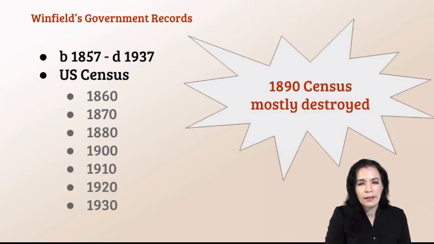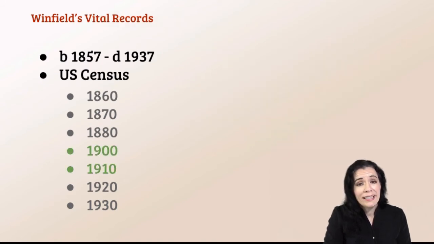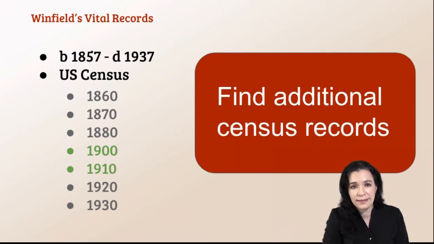Some of you are looking at this going, wait a minute, you skipped 1890. Well, very briefly, the 1890 census is for the vast majority of individuals destroyed. If you want to learn more about why, check the description below and I'll put a link to it. But for Kentucky, 1890, the census record doesn't exist. So I did find, so far, the 1900 and the 1910 census for Winfield listed on his person page on FamilySearch. That means the rest of the census records are the ones I need to track down for him.